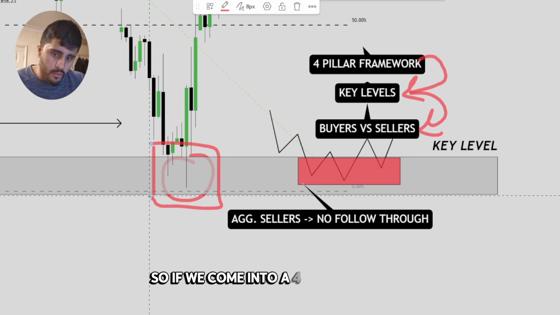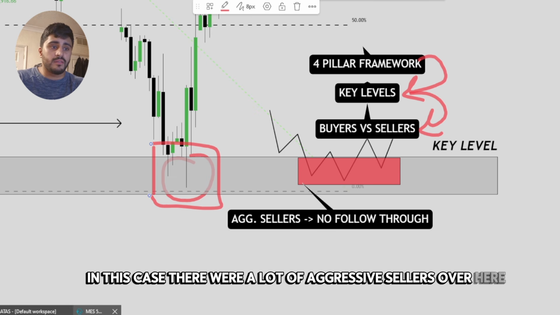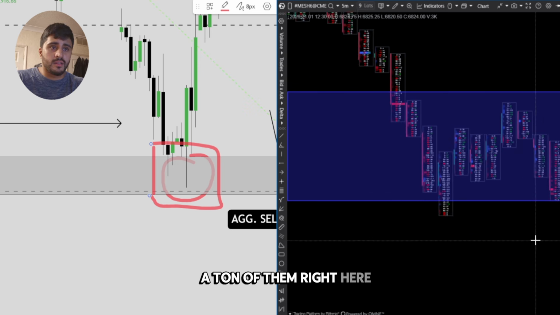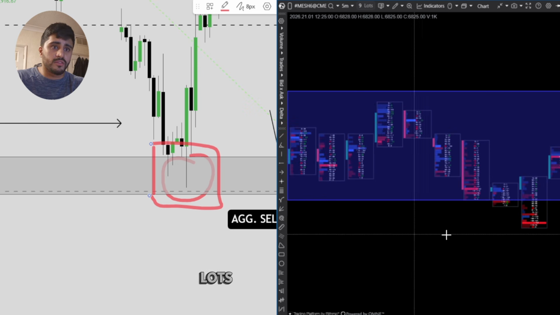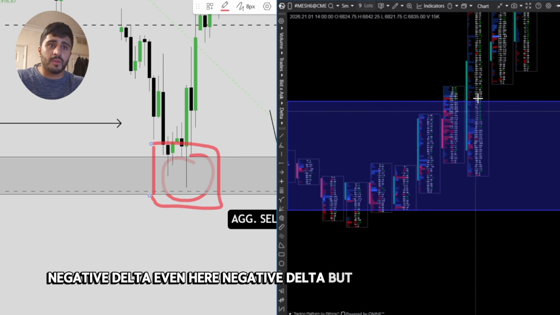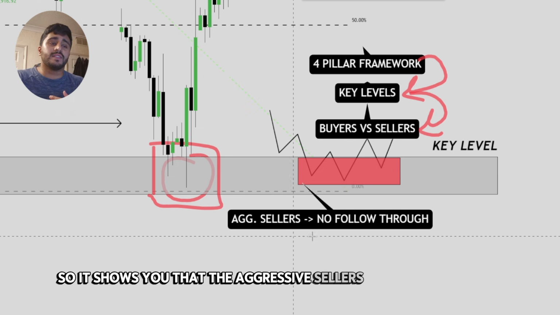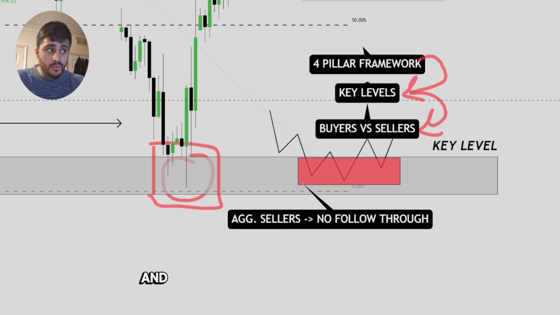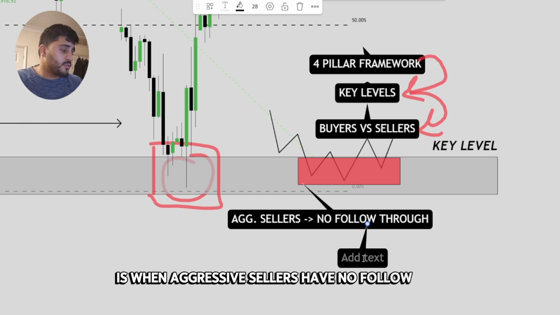If we come into a 4-hour fair value gap and you can see a ton of aggressive sellers, in this case, there were a lot of aggressive sellers over here, a ton of them. Here, even here as well, entering the zone, huge amounts of negative delta, but we managed to push higher. So it shows you that the aggressive sellers had no follow through. And what that means in very simple terms is when aggressive sellers have no follow through, they have been absorbed.